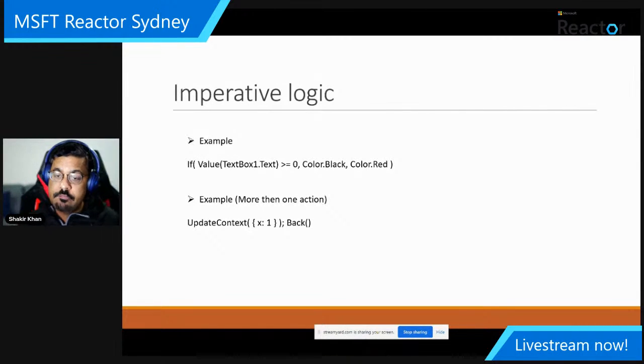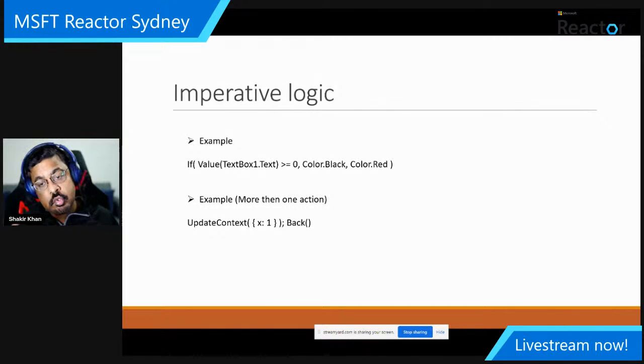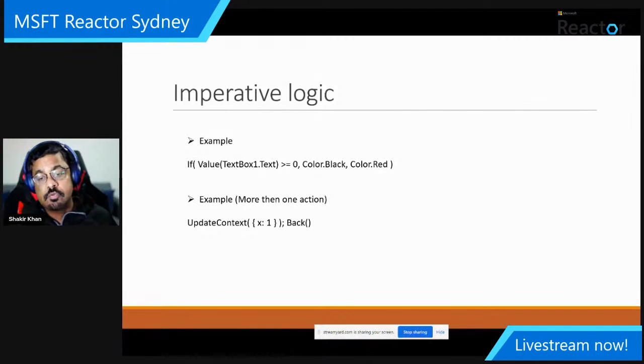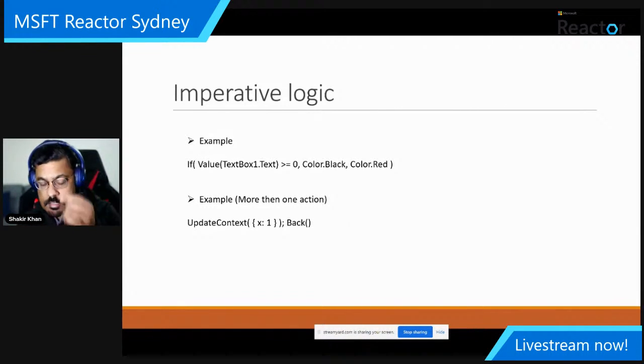And then, let's suppose you want to perform two actions within the same occurrence, in the same trigger. You can do that, like update the context. If you want to update the table and then go back to the screen, you can do that by writing these two statements. So I can give you an example.